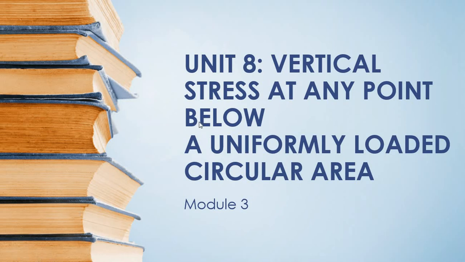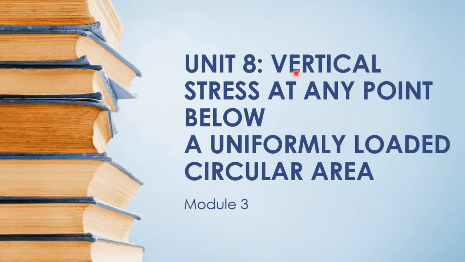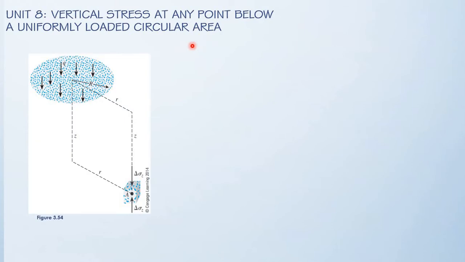Let us now consider Unit 8 of Module 3, and that is vertical stress at any point below a uniformly loaded circular area. The difference between Unit 7 and Unit 8, both are uniformly loaded circular area, but it differs on the point of consideration. For Unit 7, the location is always at the center below the circular area. And for Unit 8, it is at any point below the circular area.